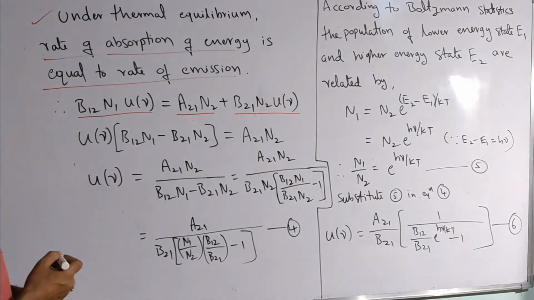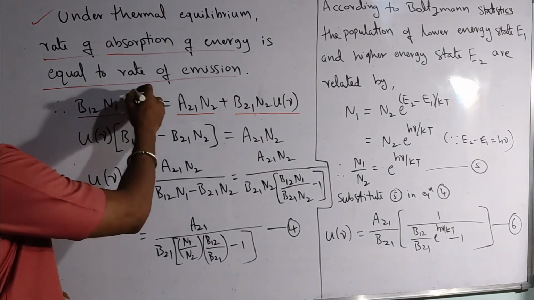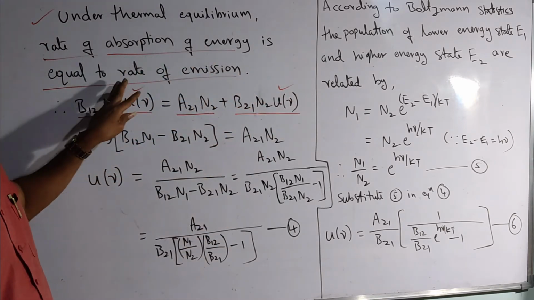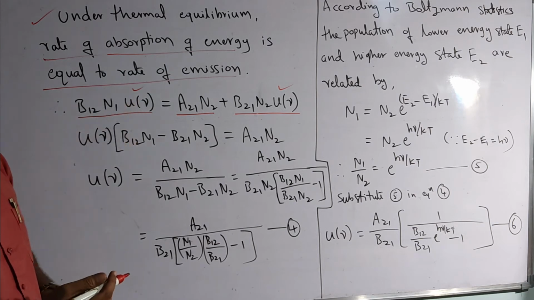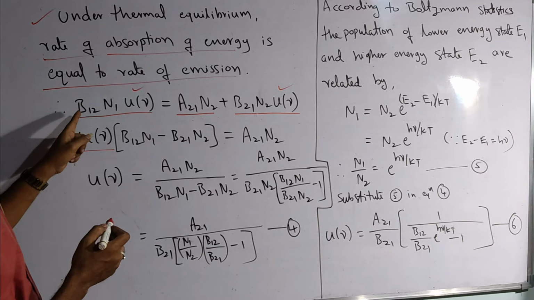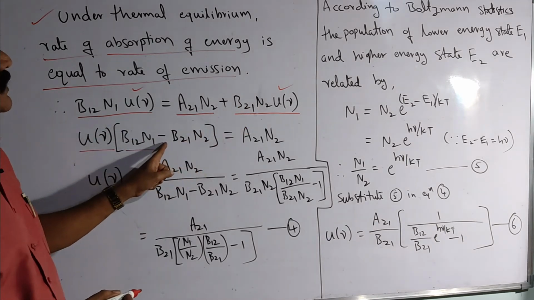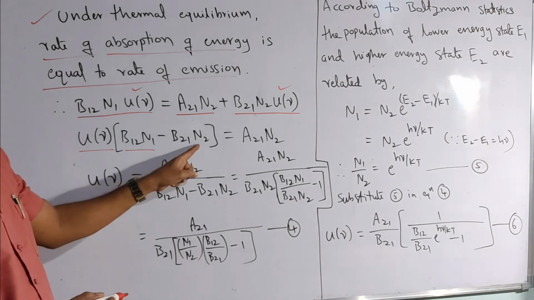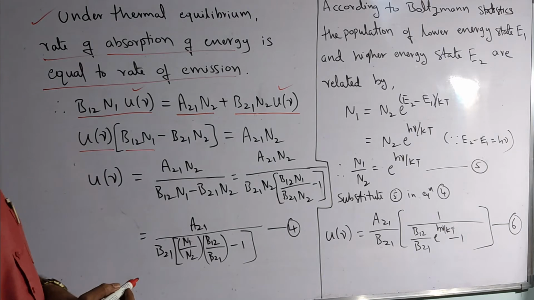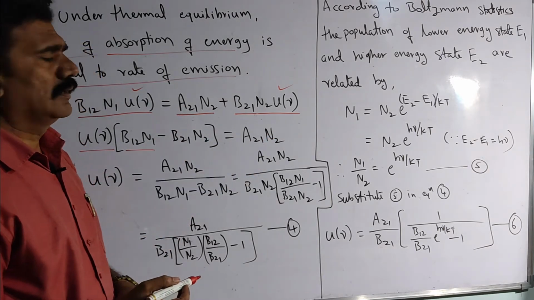Now I will simplify this equation. We have U of nu on both sides, so take this term to the left hand side and take U of nu as common. U of nu is common, left with B12 into N1, right? And minus B21 into N2 when you take it to the left hand side, and that is equal to A21 into N2, right?